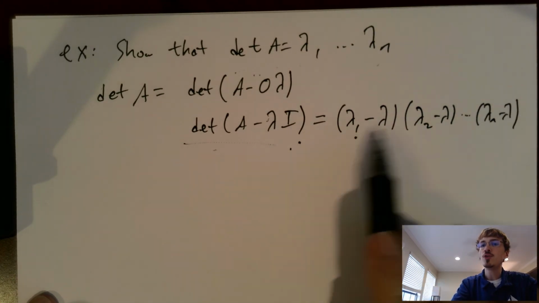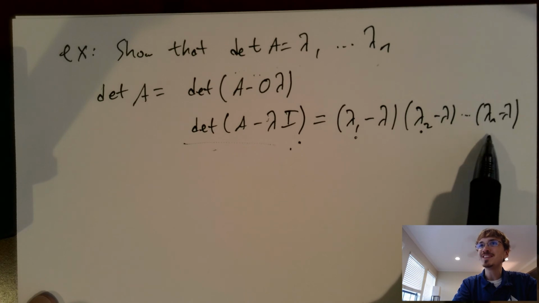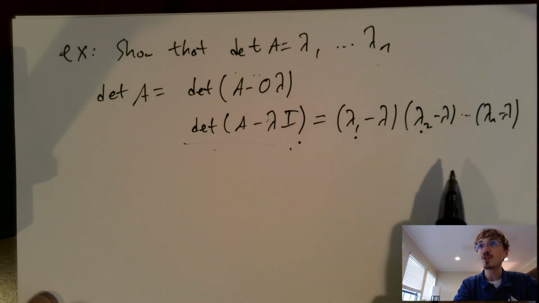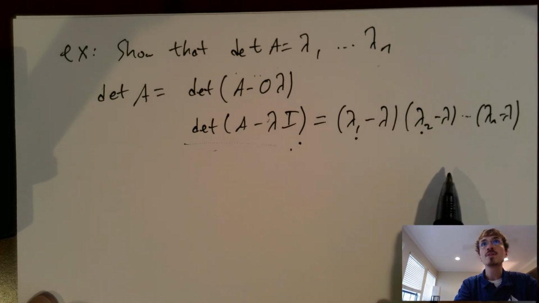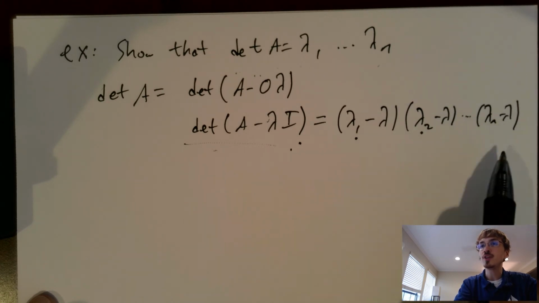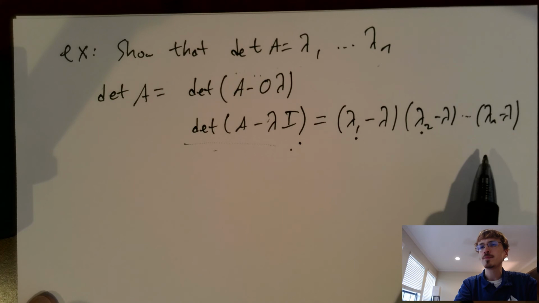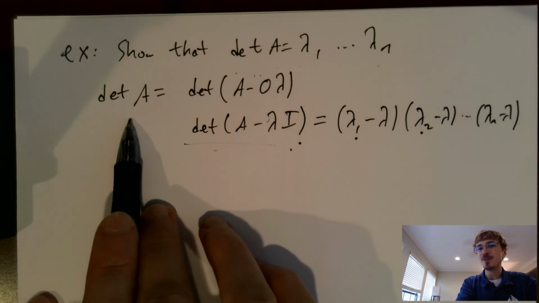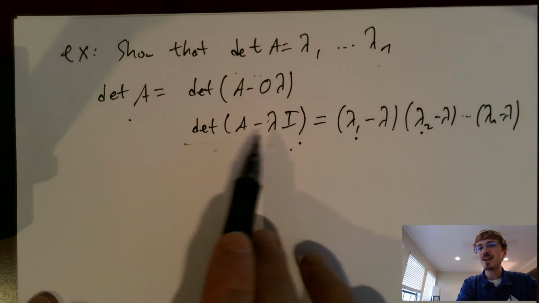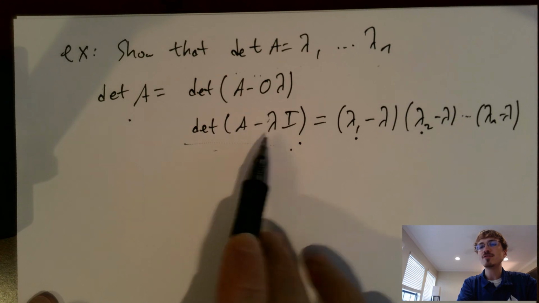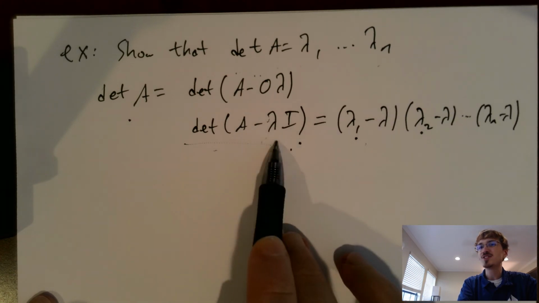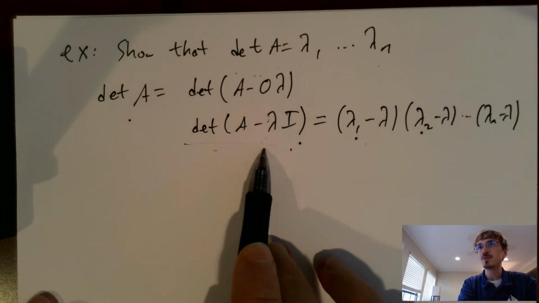And what do we know are the lambda 1, lambda 2, lambda n's? Those are the eigenvalues, the roots of the characteristic polynomial. So if we set this equal to 0, we'll certainly get the eigenvalues. But I really just want the determinant of A. How can I extract the determinant of A from this? Just set lambda equal to 0.